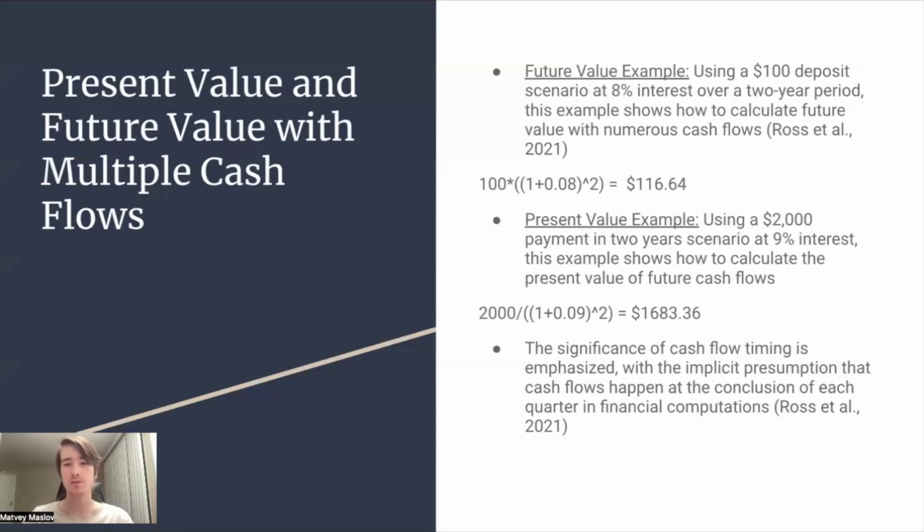And then the significance of cash flow timing is emphasized with the implicit presumption that cash flows happen at the conclusion of each quarter in financial computations. And therefore, it is also used within the cash flow statements themselves as well.